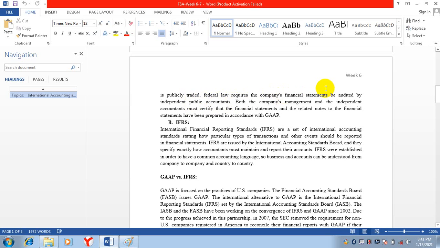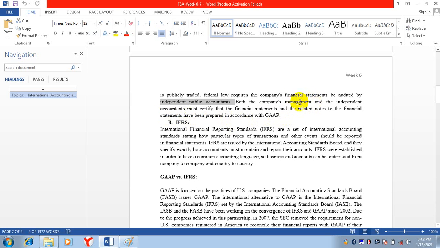If a company is publicly trading its shares, it is mandatory by law that at the end of the year they must audit their financial statements by an independent public accountant. You know about external audit. At the end of the year, it is law that they must audit their accounting information or financial reports. Both the company's management and the independent accountants must certify that the financial statements and the related notes have been prepared in accordance with GAAP.